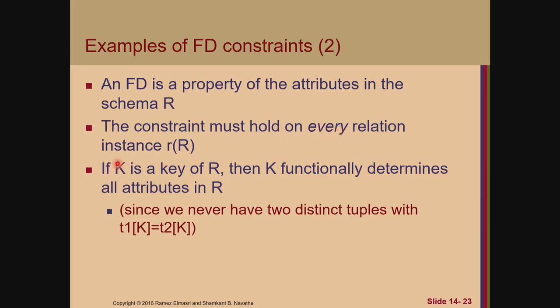If K is a key of R, then the key functionally determines all attributes in R. Because we never have two distinct tuples with the same value of the key, right? Because a key must be a unique value for all tuples. No redundancy.